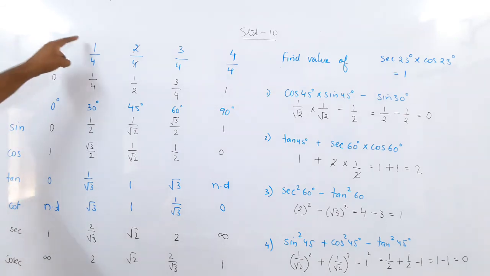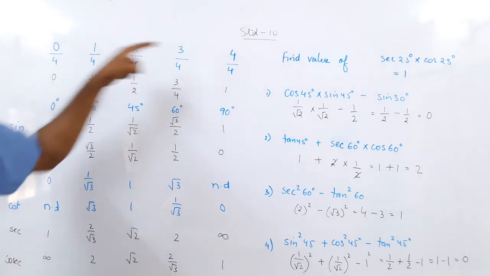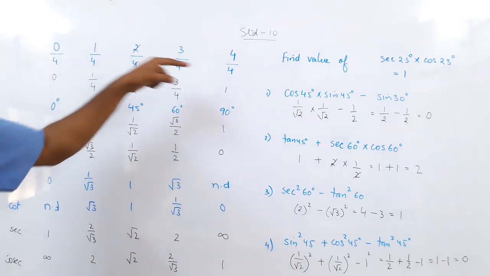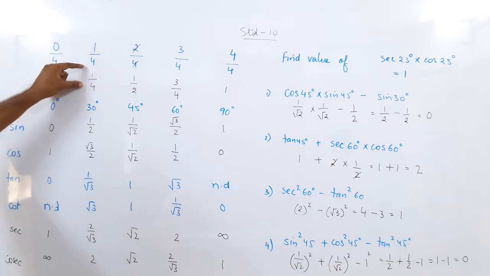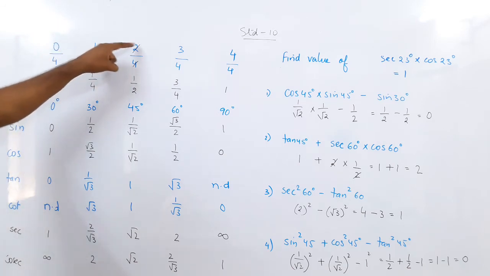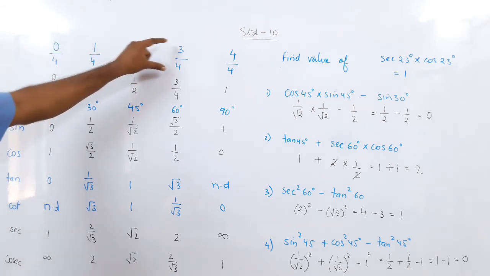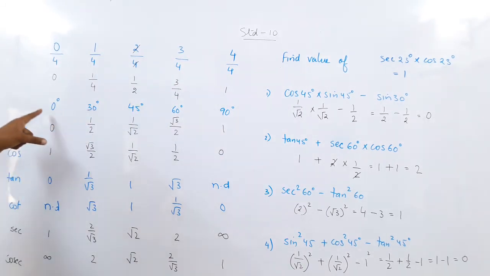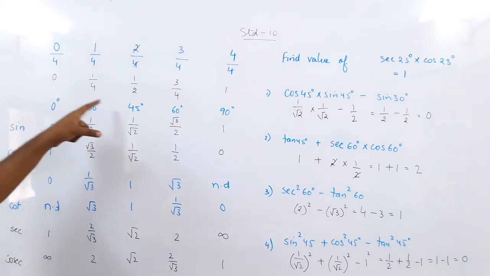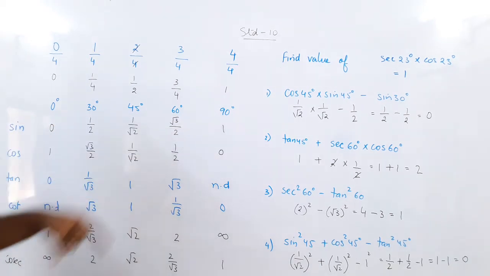First you write 0, 1, 2, 3, 4, then divide everything by 4. Then you simplify the form. 0 by 4 is 0, 1 by 4 remains 1 by 4, 2 by 4 becomes 1 by 2, 3 by 4 remains 3 by 4 and 4 by 4 is 1. And then below you write down the degree measure: 0 degree, 30 degree, 45 degree, 60 degree, 90 degree.